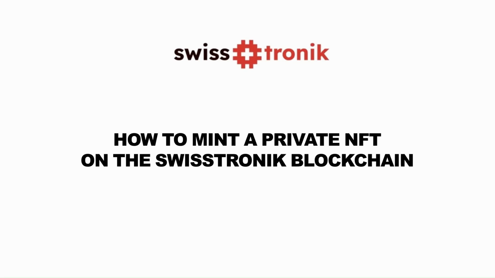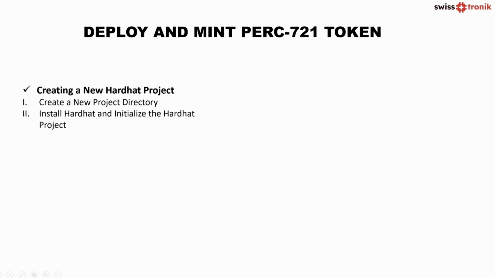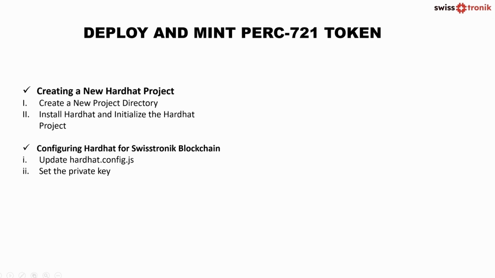Welcome to the Swisstronik step-by-step guide on how to mint a private ERC 721 token using Hardhat. In this video, we'll cover the entire process. First, we will set up the project in Hardhat and create a new project directory. Then we will configure the Swisstronik network and set the private key.